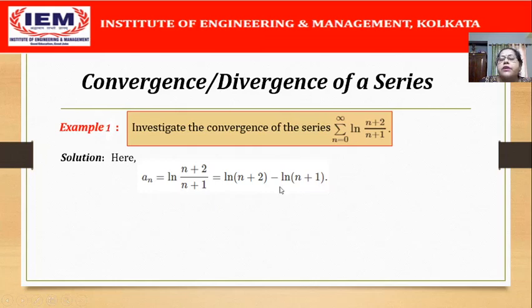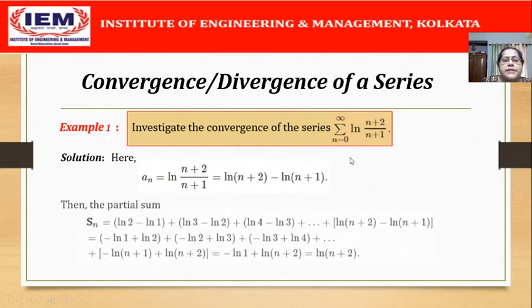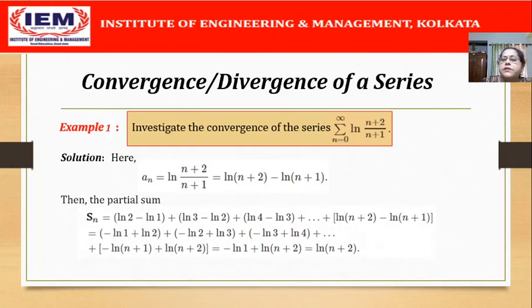As we construct Sn, let us also note that this series starts with n equal to 0. So Sn will start from A0 plus A1 plus A2 and so on up to An. A0, as you put n equal to 0, gives log 2 minus log 1. A1 will be log 3 minus log 2. We continue like this, and the last term, the nth term, is of course log(n+2) minus log(n+1).